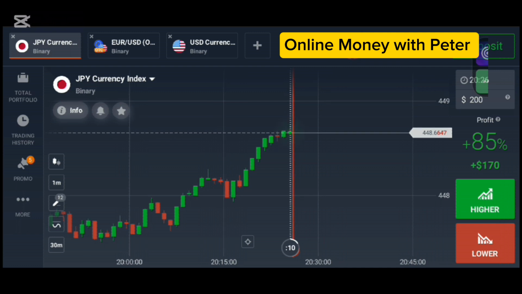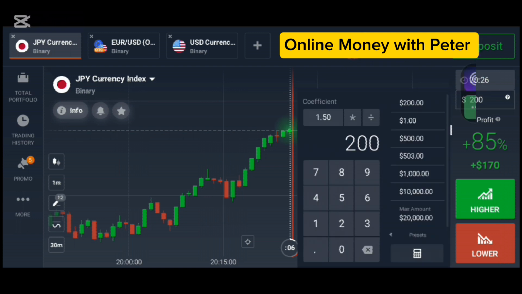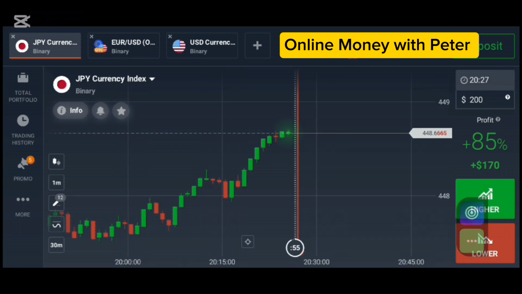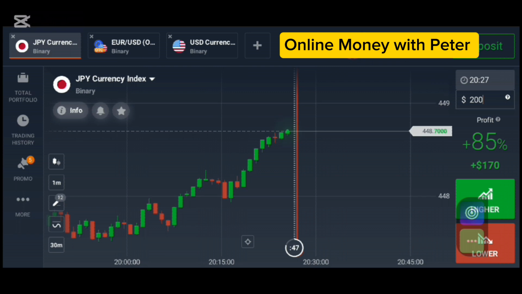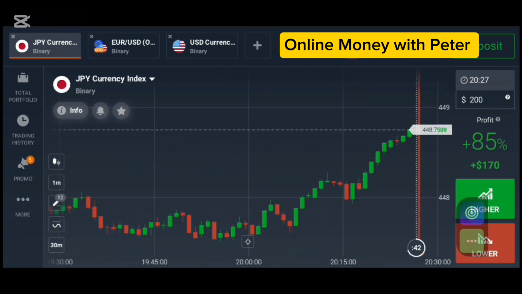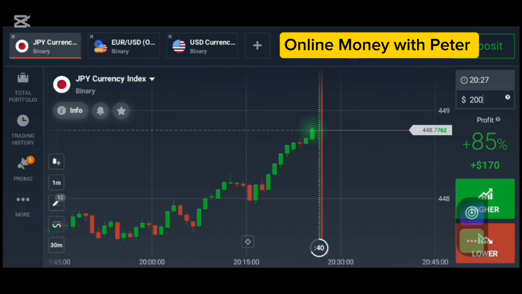Then you have to select how much you want to invest on a trade. Like for me, I'm going to select 200 because that's what I want to trade with. I want to invest $200. Then my profit at the end of the day will be 85% of $200, and that is $170. If my prediction is right, I'm going to win the trade. But if my prediction is wrong, I'm going to lose $200.